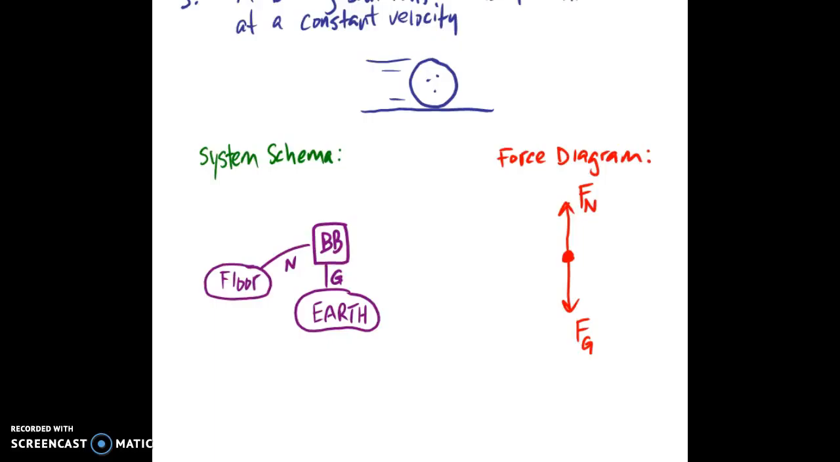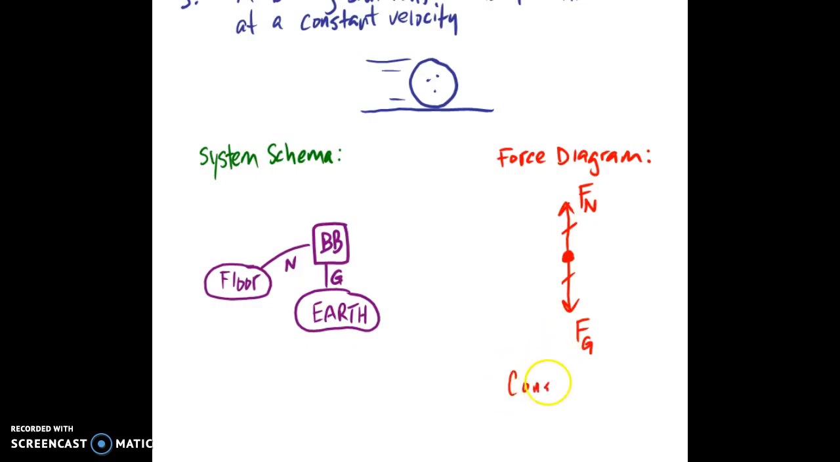And after my thinking in my system schema, there is no other significant interaction. There's not significant friction or drag. There's not a broom pushing it. So that's it. And I do know that since there's no speeding up or slowing down upwards or downwards, these forces must be balancing each other out. And that's the force diagram for the ball that's rolling at a constant velocity.